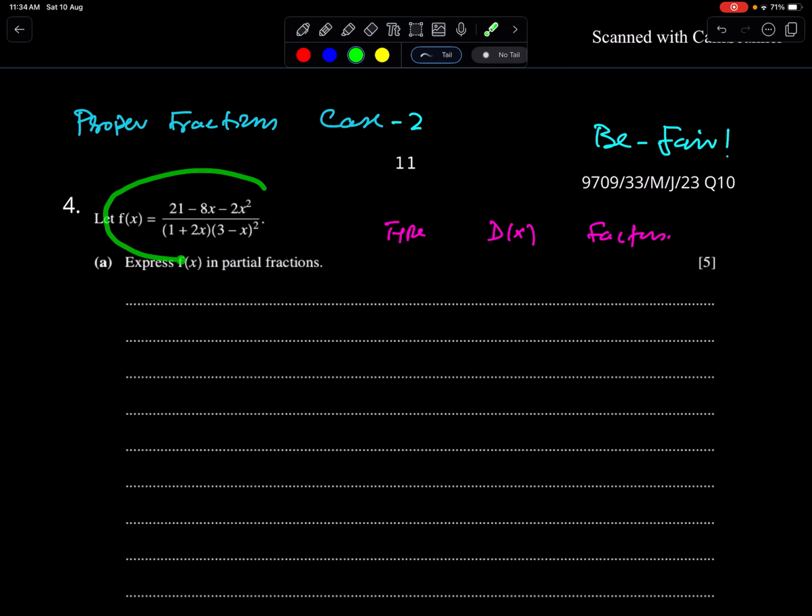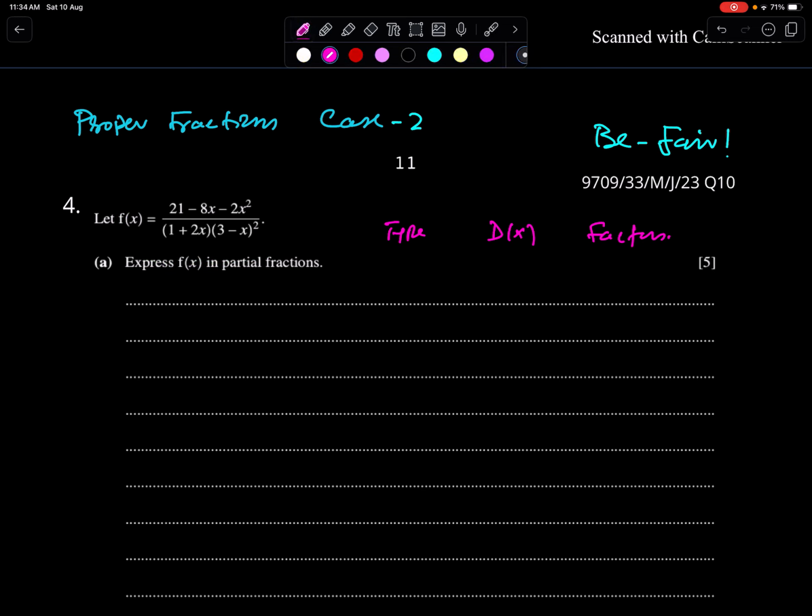This is the example question of proper fractions of case 2. An important advice: we should be fair to everyone. Before splitting this fraction into partial fractions, we need to observe three things. Number one, type of fraction. Number two, complete factorization of the denominator. And number three, types of factors.